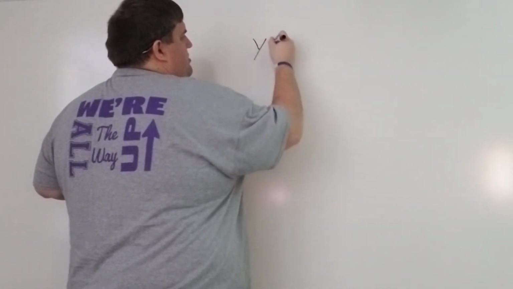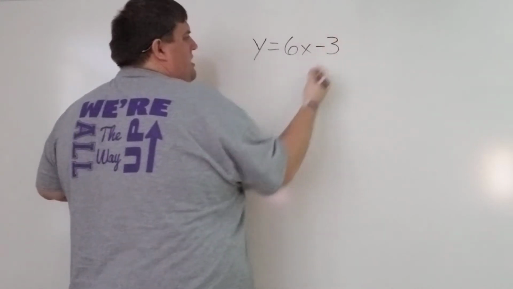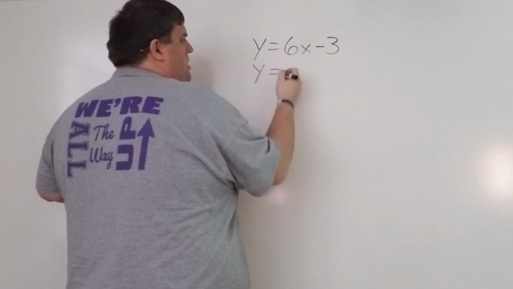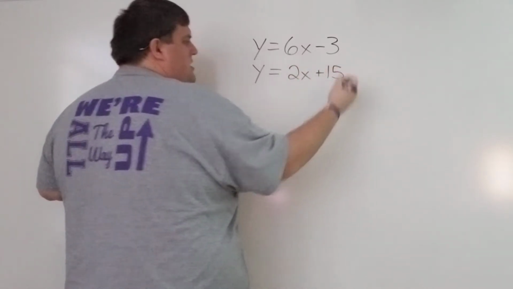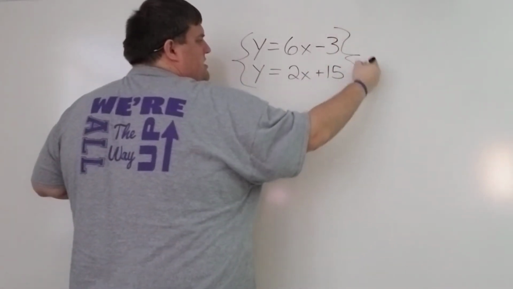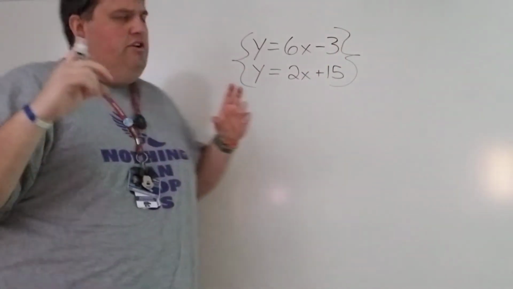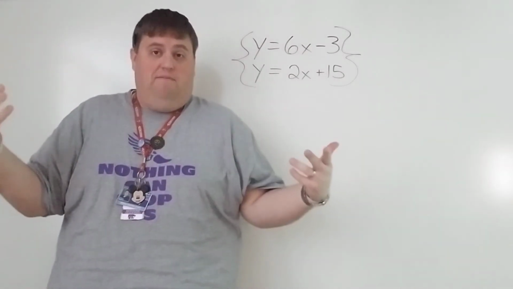y equals 6x minus 3 and y equals 2x plus 15. And sometimes there's little curly brackets around it like this. But basically they want you to see that these two equations go together, and they want you to actually solve for a solution.